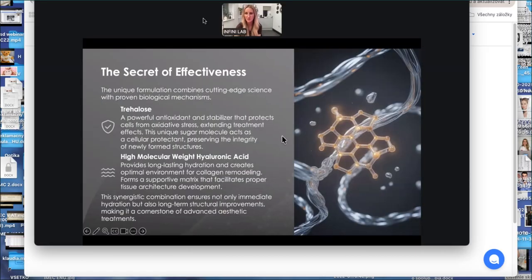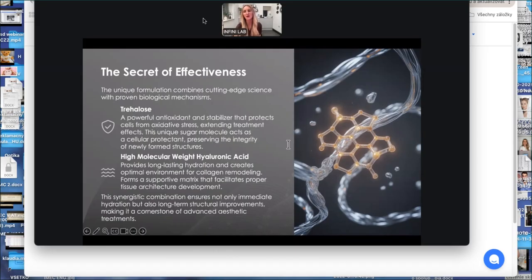And the real secret of V5 is trehalose. And I think loads of doctors around the world still haven't ever heard about trehalose, which I'm always quite surprised by, because this is an active ingredient which is really helpful. Let me explain in a very simple way how it works in this product.